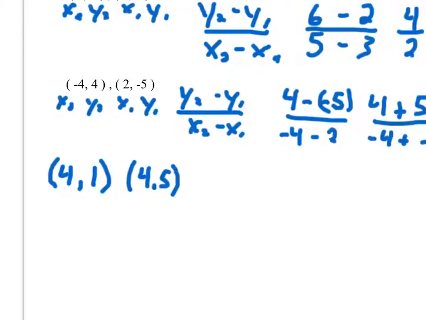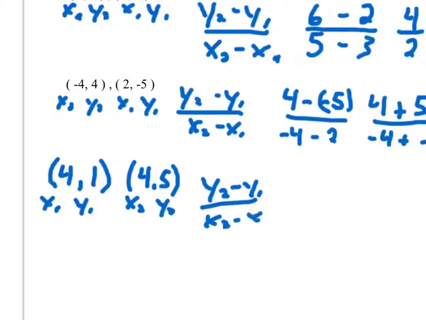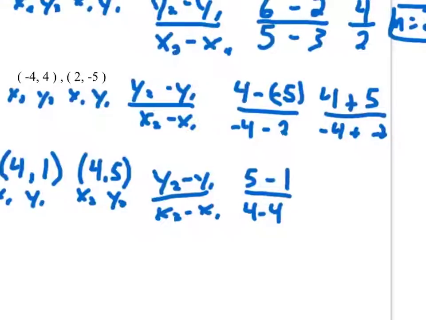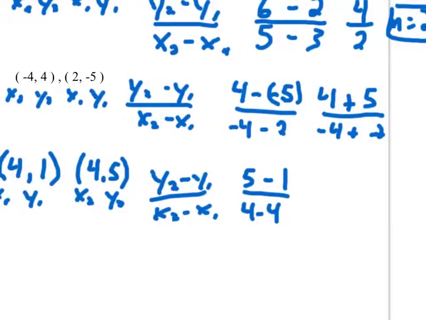Okay, well again, pick which ones are your sub 2s and your sub 1s, doesn't really matter. Here's x sub 1, y sub 1, and x sub 2, y sub 2. Okay, we'll plug in the formula, y2 minus y1 over x2 minus x1. Let's plug in our numbers. Well, my y2 is 5, minus my y1 is 1. Then on the bottom, my x's are both 4, so I'm going to get 4 minus 4. And when I solve that, I'm going to get 4 over 0.